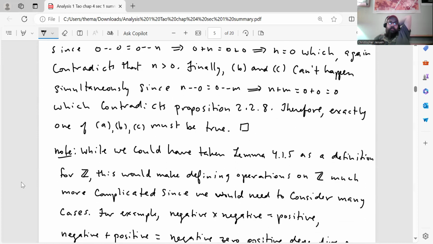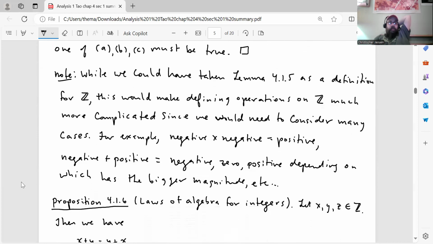All right, so that shows trichotomy for the integers. There's a note here. While we could have taken lemma 4.1.5 as a definition for the integers, this would make defining operations on Z much more complicated, since we would have to consider many cases. For example, positive times negative is negative, negative times negative is positive, et cetera, right? And similar thing for addition. Negative plus positive can either be negative, 0, or positive, depending on which has the bigger magnitude. And so there's a bunch of cases, which means that the definition of the operations would be a lot messier than the way that we defined them.